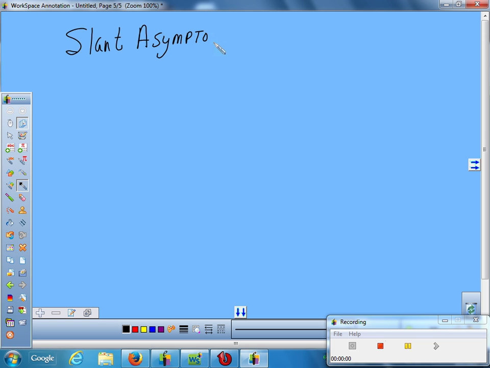Something you've never dealt with before, but they're out there. Well, actually, you can have slant asymptotes. You can have diagonal asymptotes. Okay. Let me give you an example. This is an example of what a graph with a slant asymptote might look like. They can do lots of different things, but this is one example.